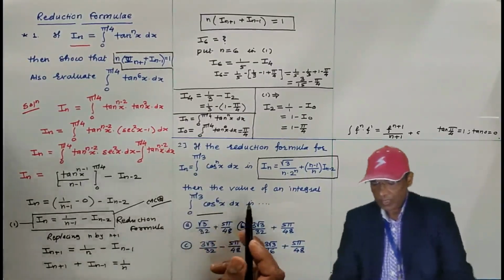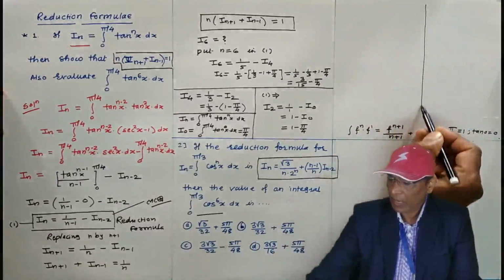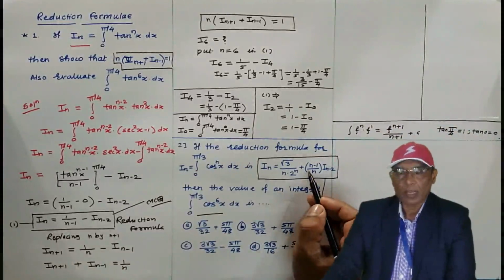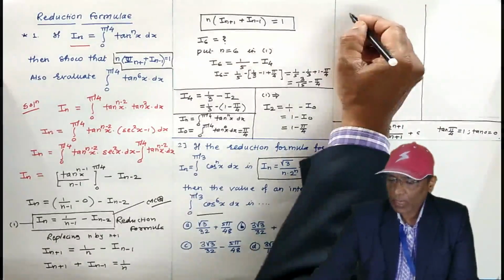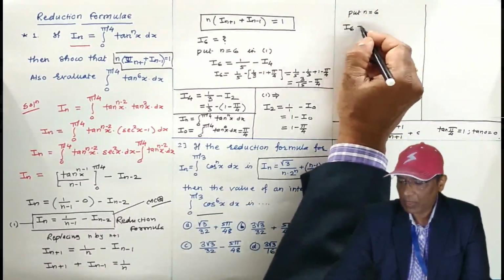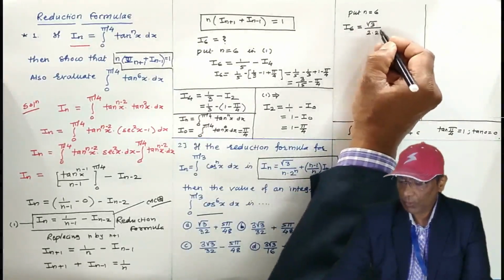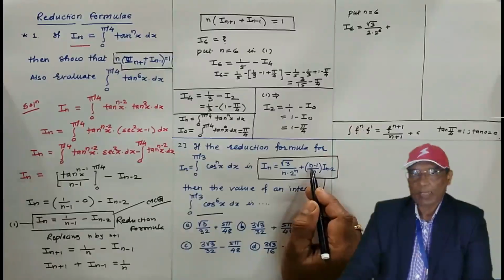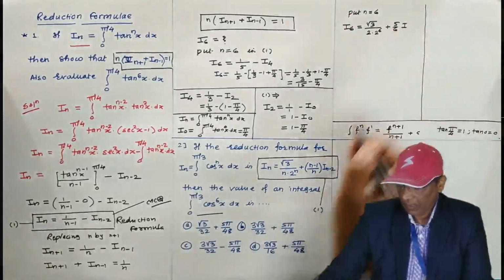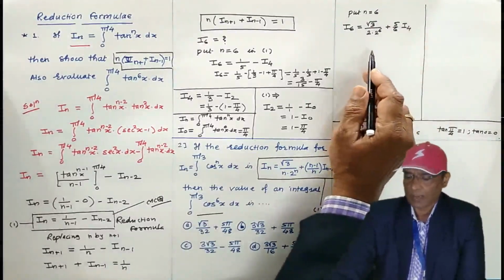Now how do you find out I6? Put n equal to 6, you will get I6. What I am doing here, n equal to 6 I am going to put. This is equation 1, and this reduction formula is given to you. If you substitute n equal to 6 here, I6 equals root 3 by 2 multiplied by 2 power 6, plus, putting n equal to 6, 6 minus 1 is 5, 5 by 6 here, and n minus 2 means 6 minus 2 is 4. So this is the value of I6.